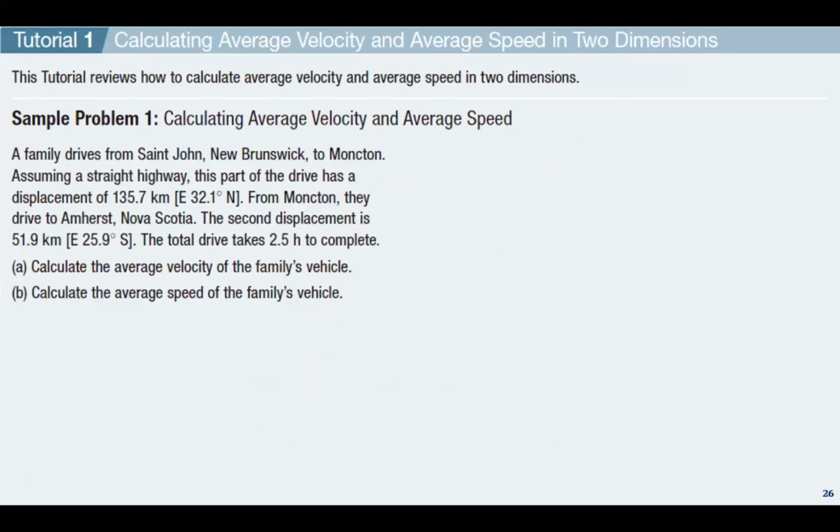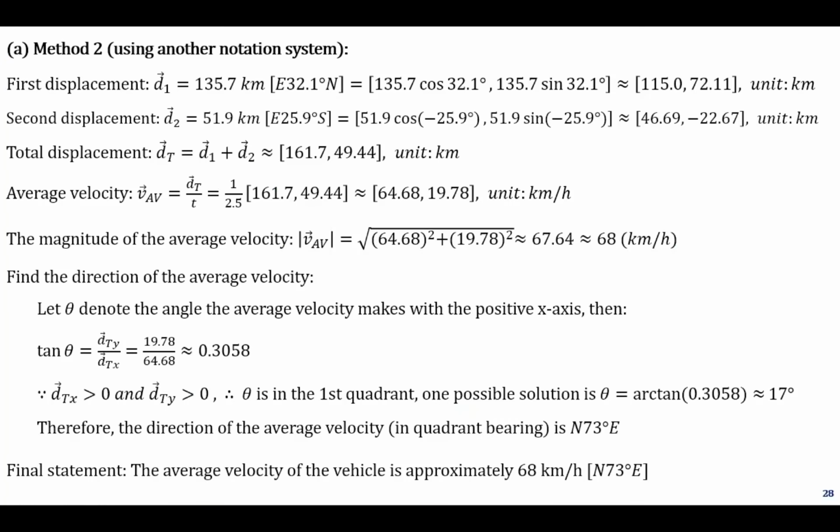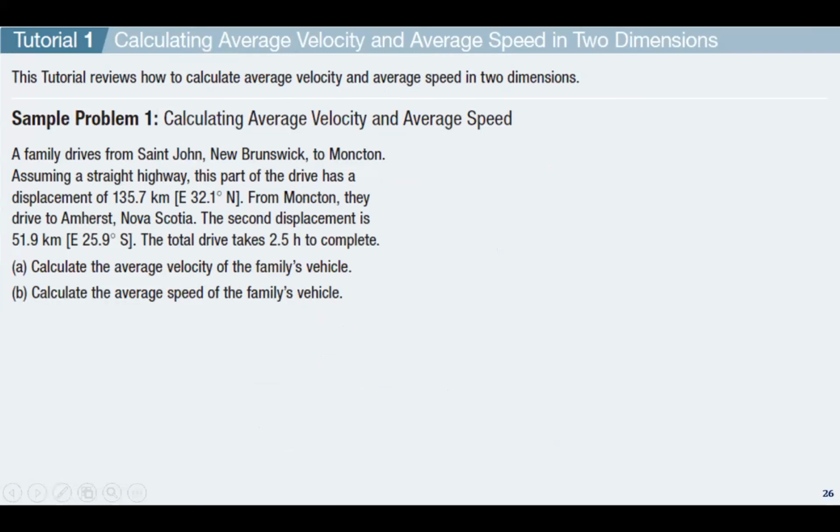Okay, let's consider a problem here. A family drives from St. John, New Brunswick, to Moncton, assuming a straight highway. This part of the drive has a displacement of 135.7 kilometers. The direction is 32.1 degrees north of east. From Moncton, they drive to Amherst, Nova Scotia. The second displacement is 51.9 kilometers. The direction is 25.9 degrees south of east. The total drive takes 2.5 hours to complete.